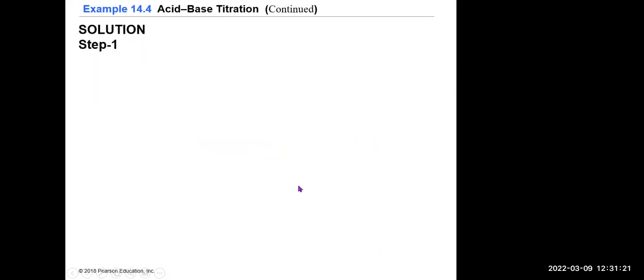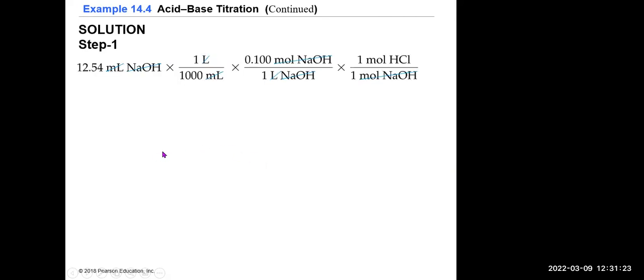Okay, now we will apply our math. The first step is to calculate the moles of HCl. You see in this process, we cancel out all the units. We only have one unit left over, which is mol HCl. So that is what we want. And we calculate by dividing and multiplying those numbers. We get 1.25 times 10 to the negative 3 mol HCl. Okay, so now we have one quantity for the molarity.